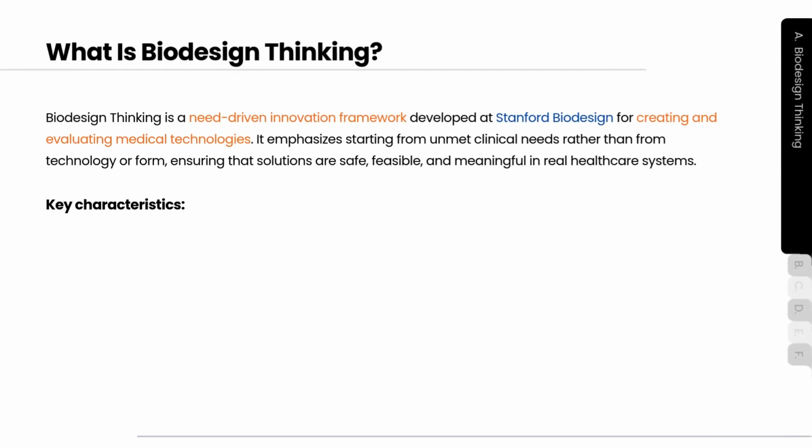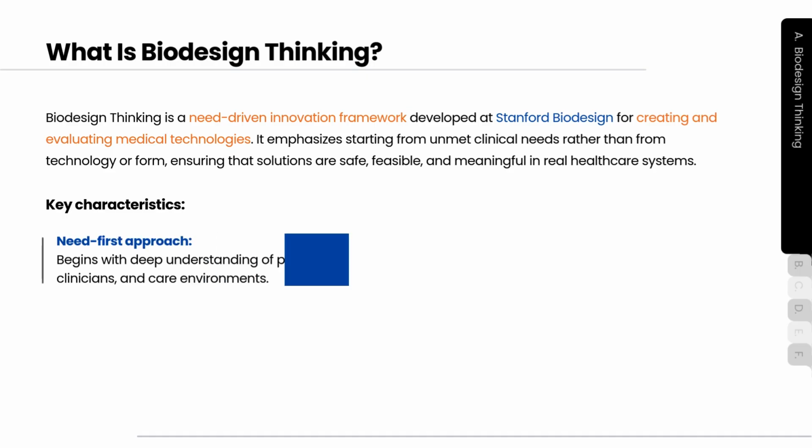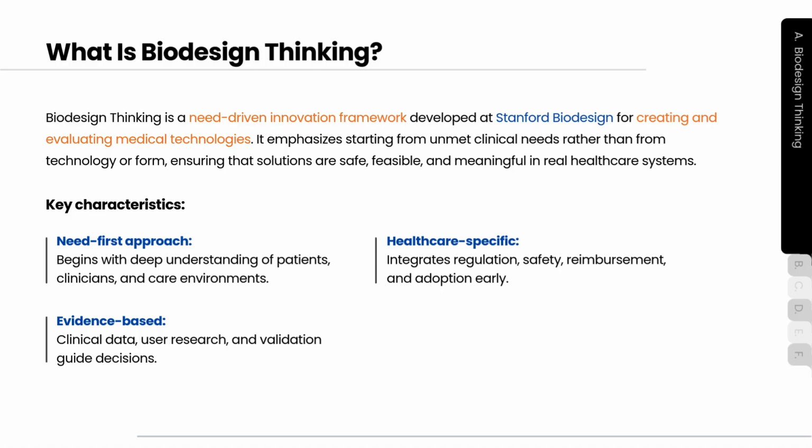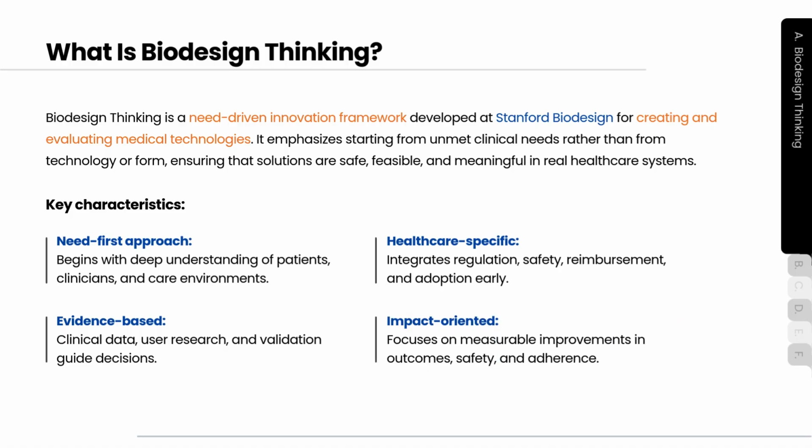Biodesign thinking is a need-driven innovation framework developed at Stanford Biodesign specifically for healthcare and medical technologies. Instead of starting from a new technology or a design idea, it begins by deeply understanding unmet clinical needs. The goal is to ensure that solutions are not only innovative, but also safe, feasible, and meaningful within real healthcare systems. What makes biodesign unique is its focus on four key aspects: a need-first approach grounded in patient and clinician perspectives, strong reliance on clinical evidence, early consideration of healthcare constraints like regulation and reimbursement, and an emphasis on measurable impact on outcomes, safety, and patient adherence.